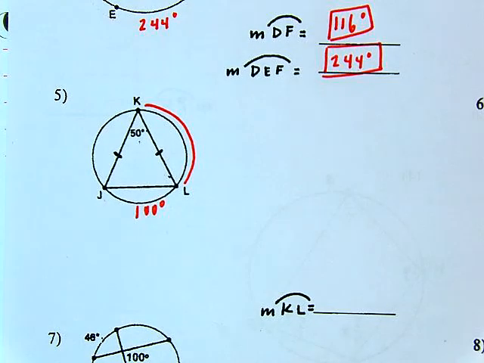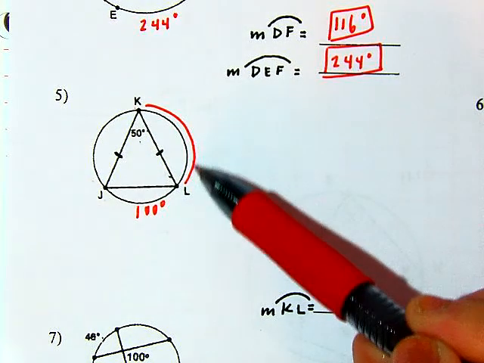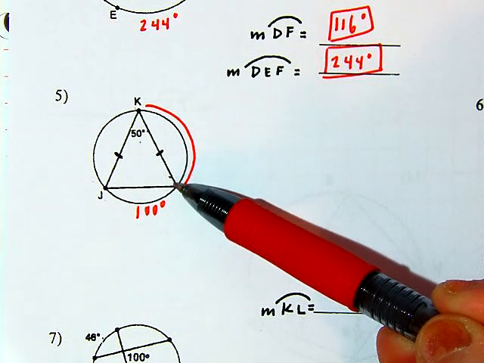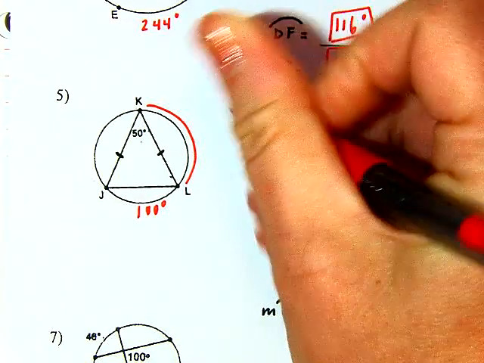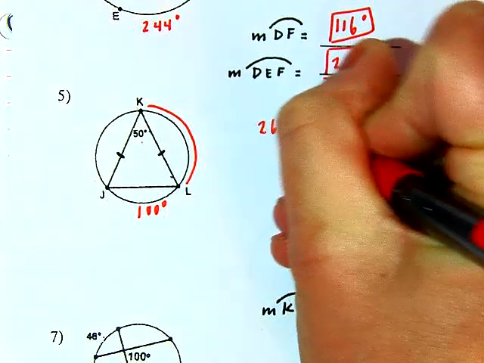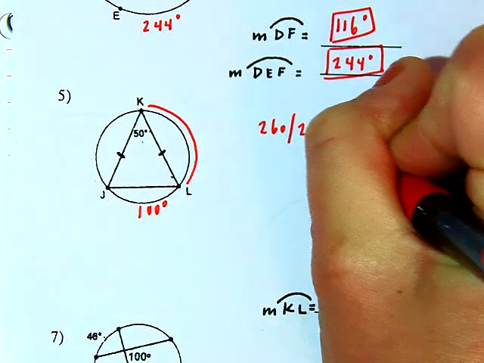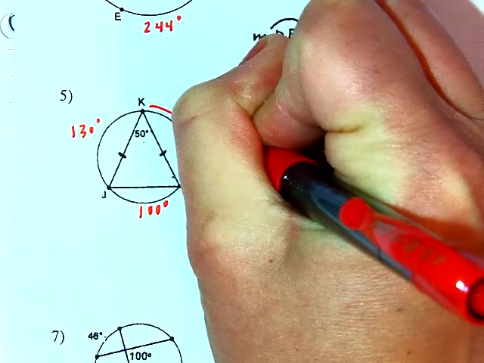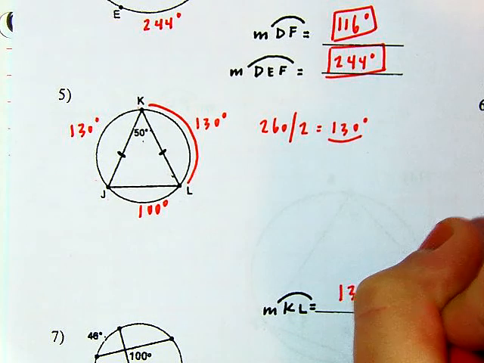So if I build off of that, I know that these two arcs have to be the same measure because these chords are congruent. So if I have 260 degrees left over, I'm really just splitting it two ways and I get to 130. So both of these would be 130 degrees. So KL is 130 degrees.